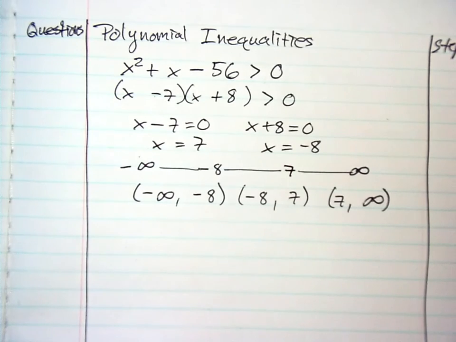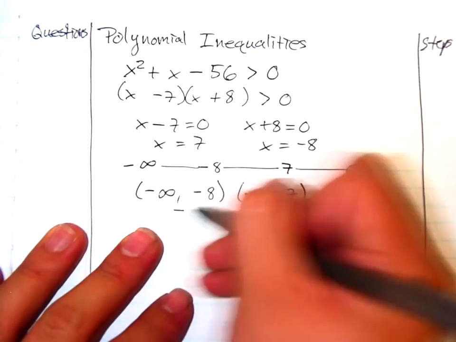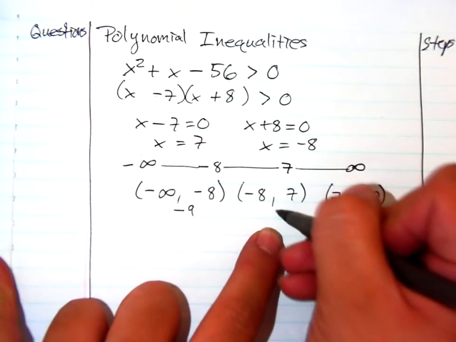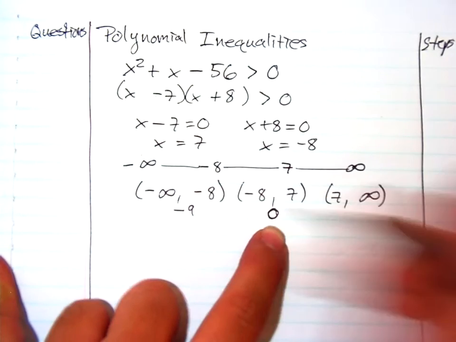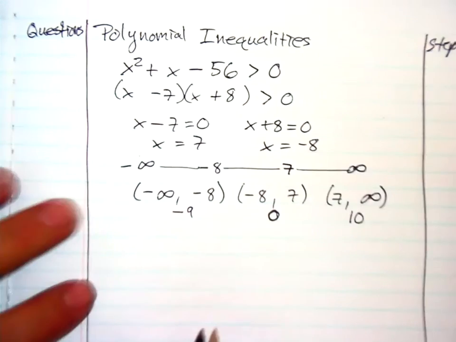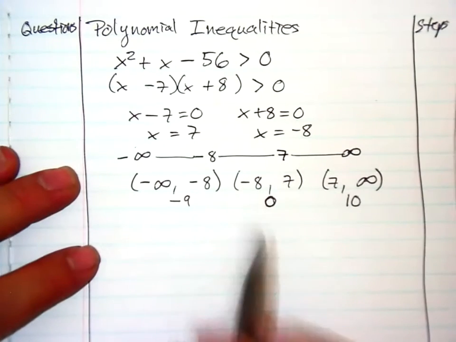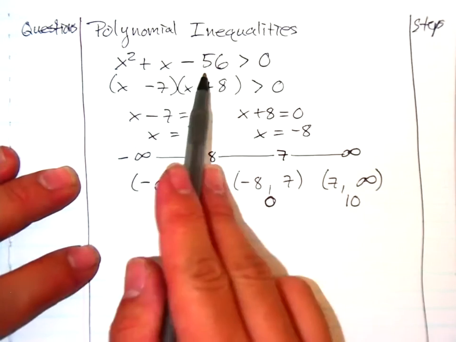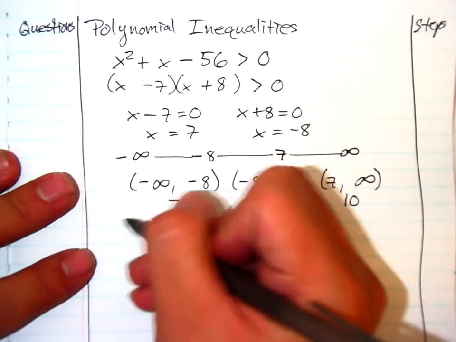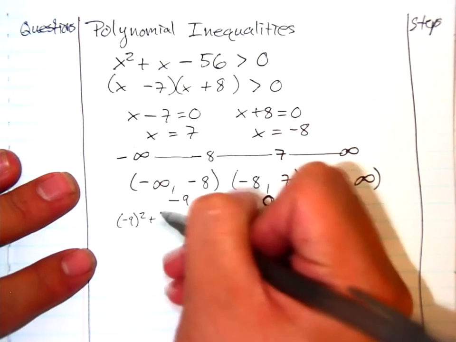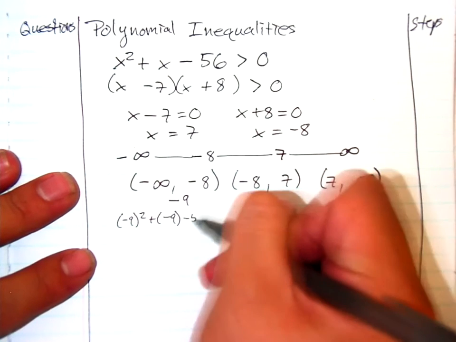One thing you could do is basically just pull out a number. For example, here I could use negative 9. That's in between negative infinity and negative 8. Here I'll definitely choose 0. That's in between those two numbers. Here I'm going to go with 10. 10's nice and easy. So let's go ahead and test out these numbers in the original inequality. If I were to plug negative 9 in, I would get negative 9 squared plus negative 9 minus 56.